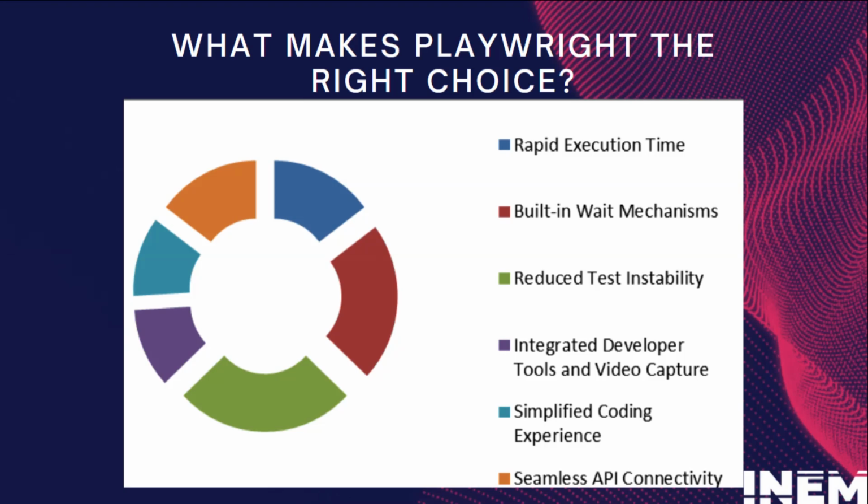Built-in wait mechanisms. Selenium often requires explicit waits or sleep functions to handle delays, which can lead to flakiness. Playwright, on the other hand, comes with built-in wait mechanisms that intelligently wait for elements, making your tests more robust and reliable. Reduced test instability. Test flakiness is a common issue in Selenium due to various factors like loading times and dynamic elements. Playwright addresses this by providing auto-wait features, thereby reducing test instability and increasing the reliability of your test suite.